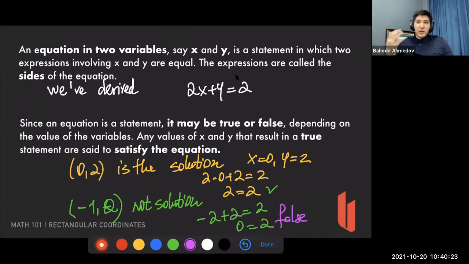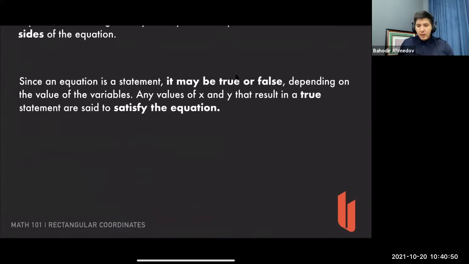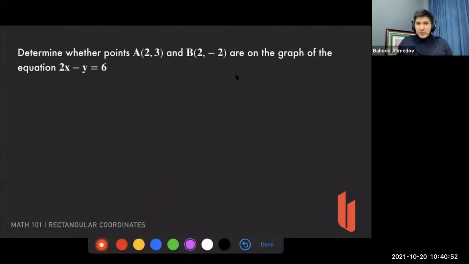Okay, so you are given an equation with two variables. The solutions of this kind of equation are going to be two-tuples, pairs of numbers x and y, and a pair is a solution if it satisfies your equation. If I ask you what it means to satisfy the equation, you say that if you substitute these values into the equation, it is going to be a true statement. Okay, cool. Could you please quickly determine whether these points A and B are lying on the graph of the equation of this line?